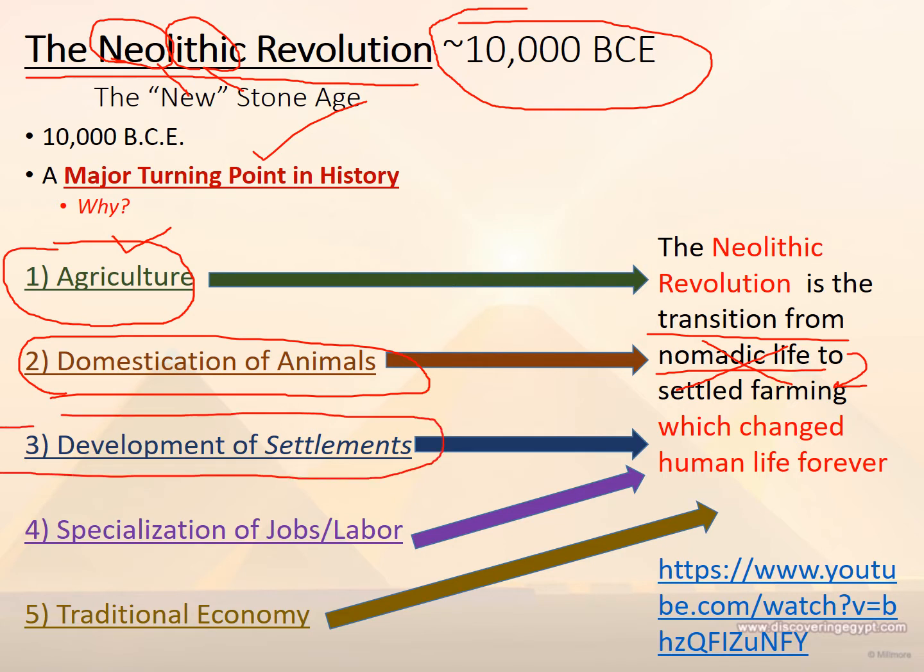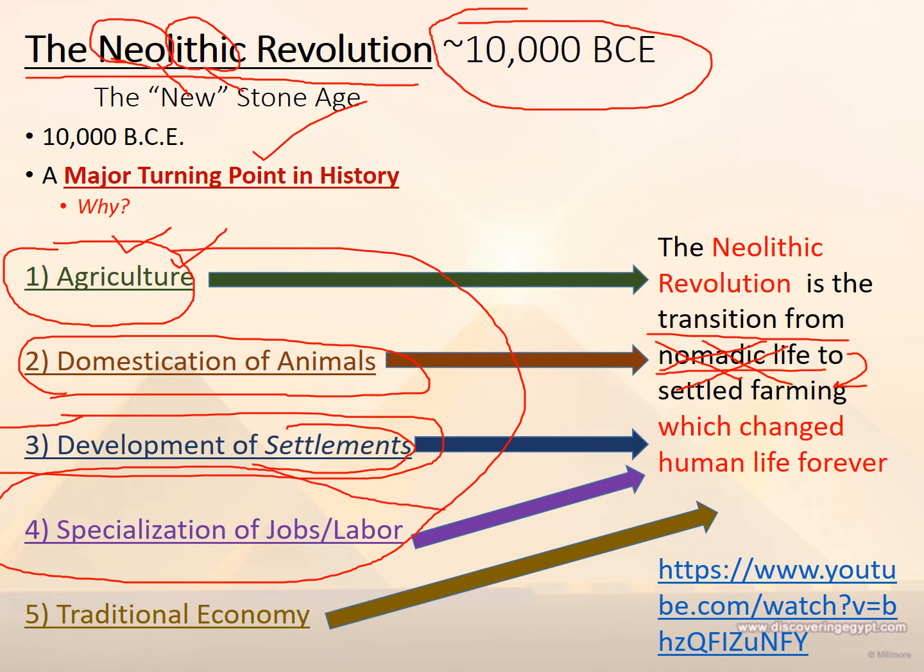Three, these things allow the development of settlements, or permanent places where humans will live. So we're no longer going to be nomadic. Once we begin to live in these settlements and we're producing more food because of agriculture or farming, that means not everyone has to always be out hunting and gathering. Some people can specialize in new jobs.